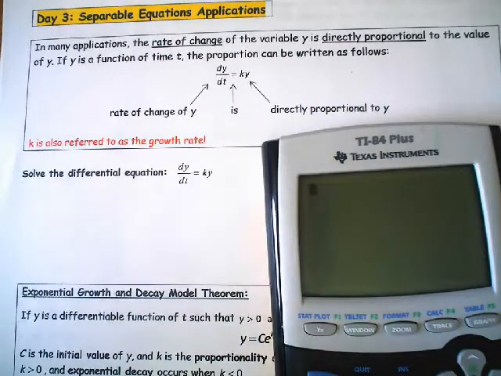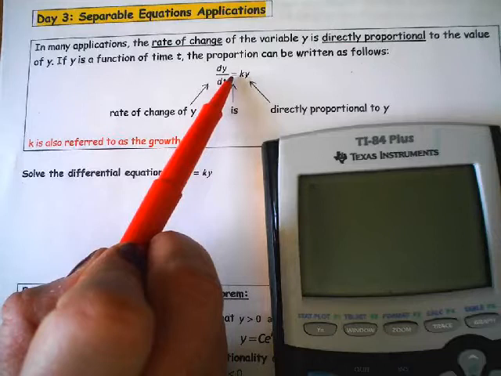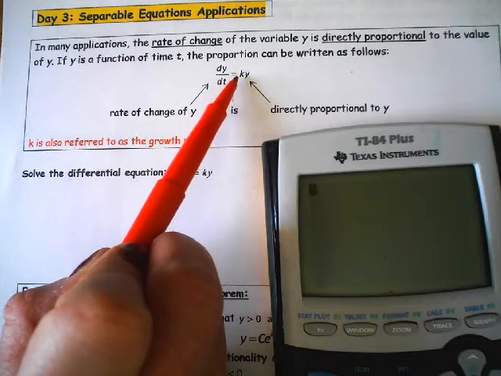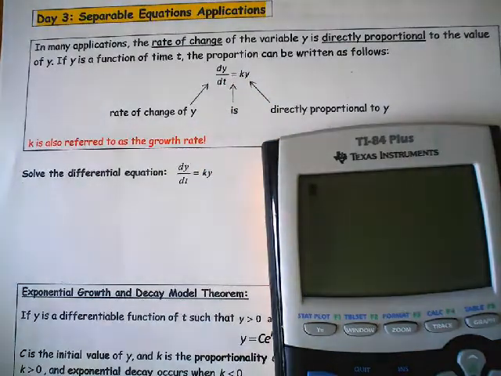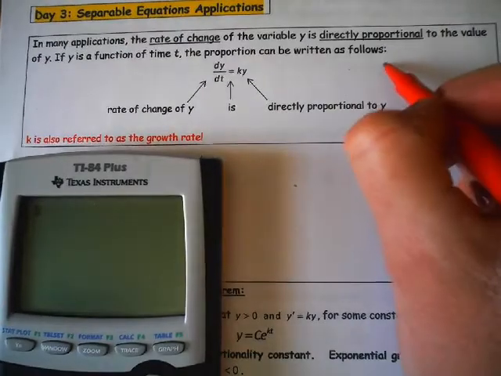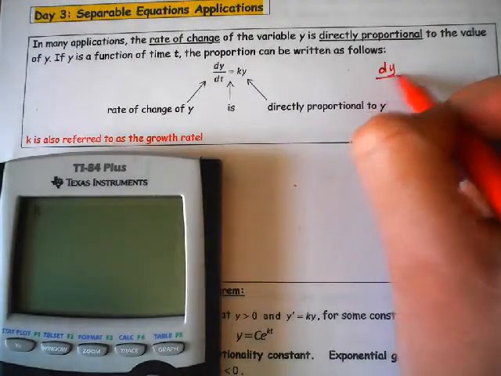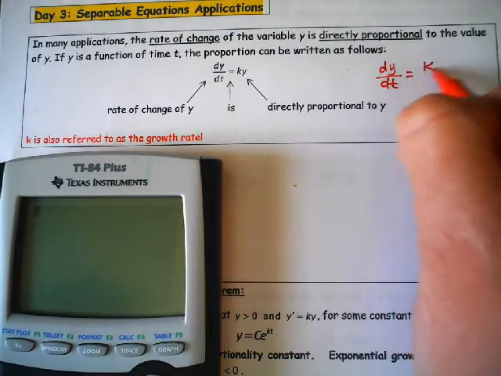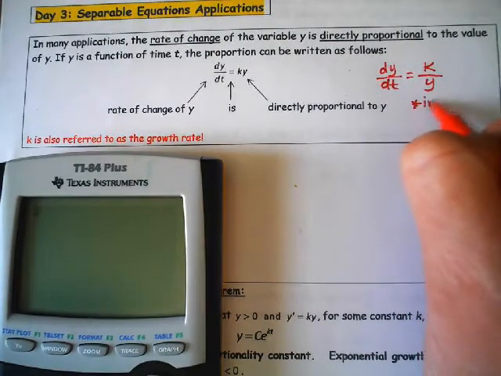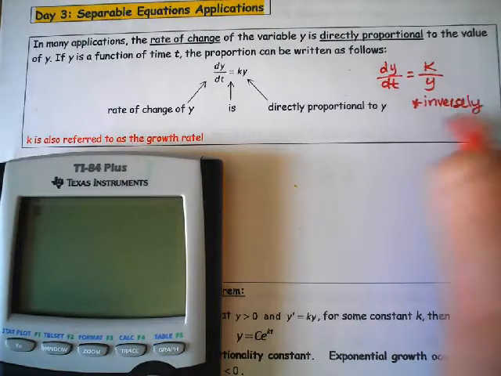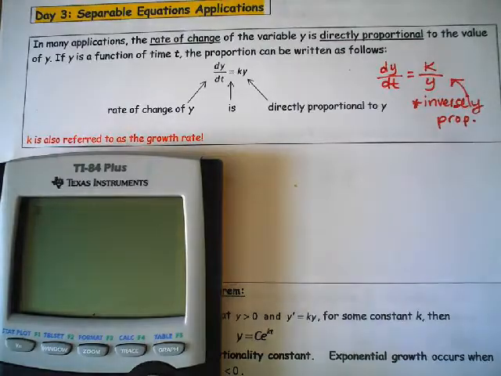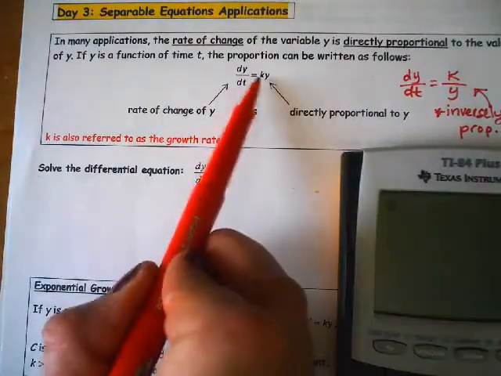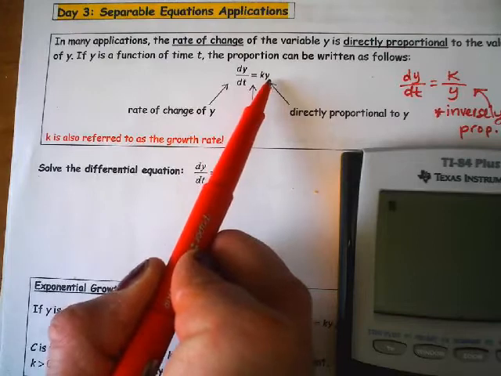So if something is directly proportional, we would say dy dt equals k, which is some constant, times y. That would indicate directly proportional. If it said, for whatever reason, that it was inversely proportional, it would look like this: dy dt equals k divided by y. That right there would be inversely proportional. Most of the things that we're going to see, though, are directly proportional, and that means that we just take the constant times y.